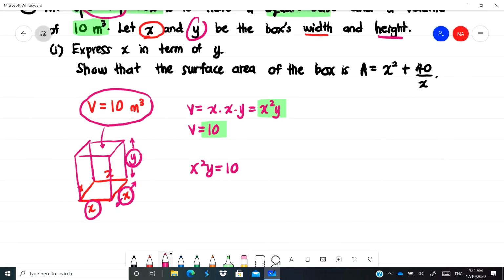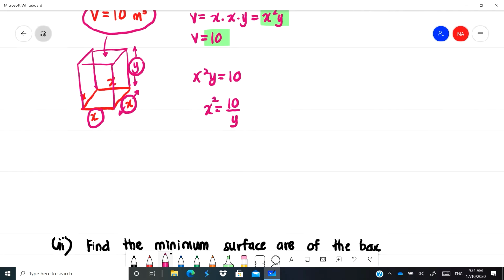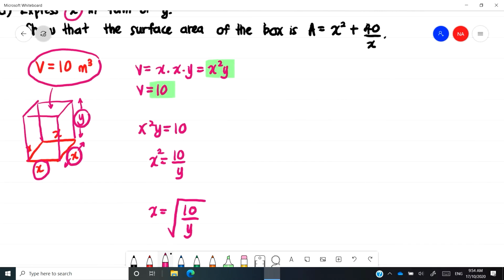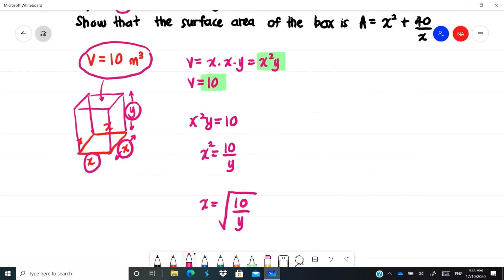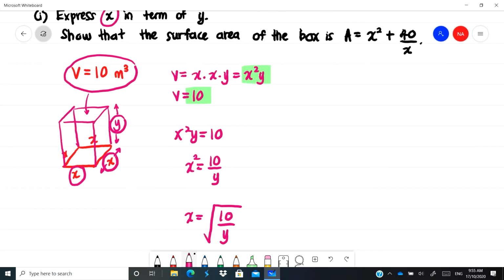We want to write x in terms of y, so we let x squared equal to 10 over y, and then we remove that square. We'll have x equal to the square root of 10 over y. So we have already written x in terms of y. Now we're going to find the total surface area.